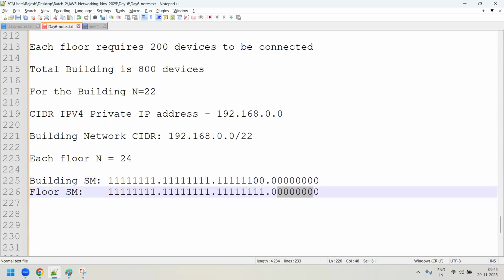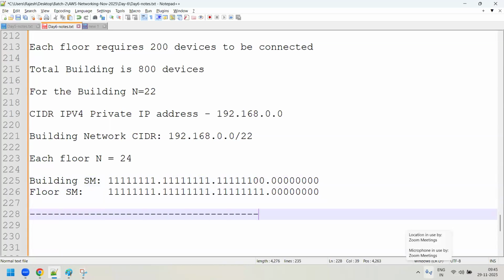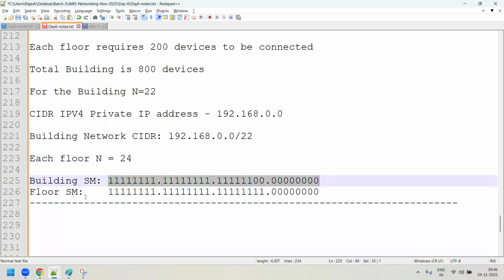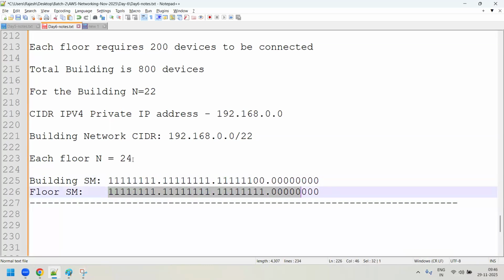Only the third octet is different: here we have 1111 0000, and here we have 1111 1111. So there is a difference. Only the last two bits of your third octet are where the values change. Am I clear, sir? It is a little tricky, guys. You need to understand it this way. This is the subnet mask for the whole building, and for the floor, this is the subnet mask, because I calculated with the capital N value.